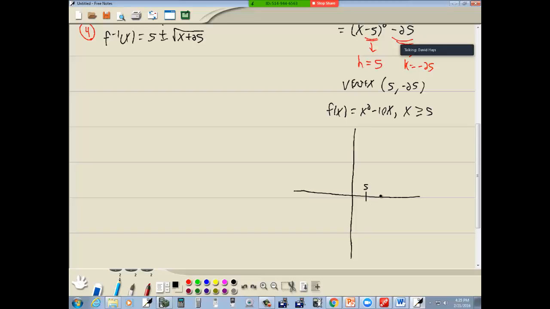Okay, so this would be 5, 10, 15, and so forth. And these will go by 5s too. So -5, -10, -15, -20, -25. We said this is our vertex, so 5, -25 would be right here. And we're keeping the right side of it.